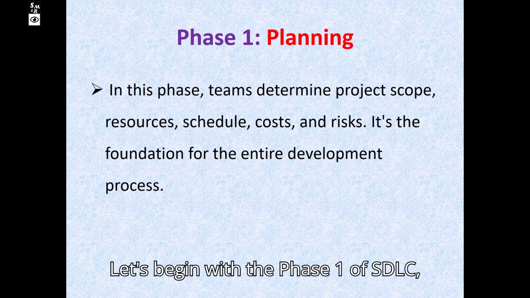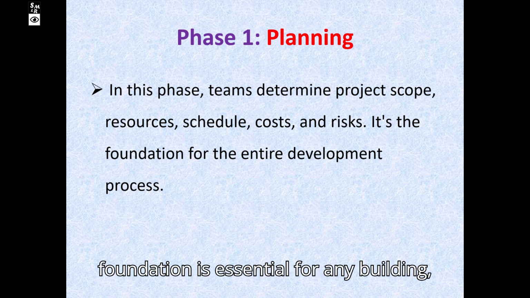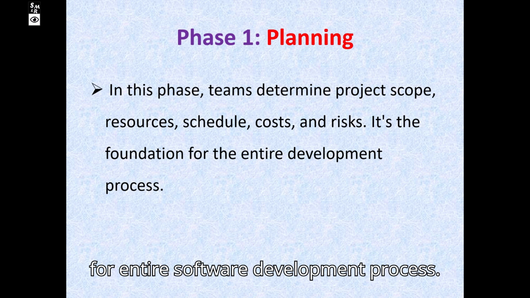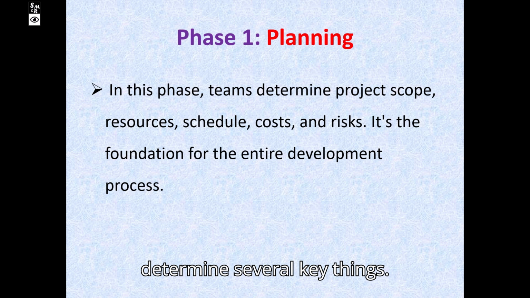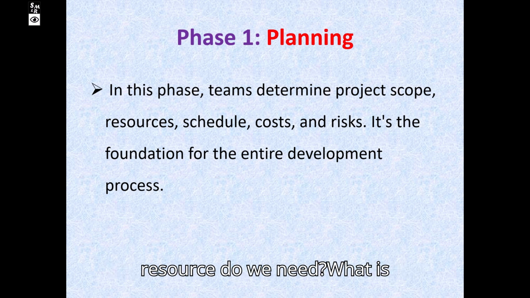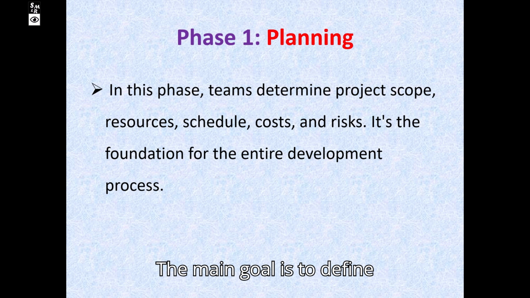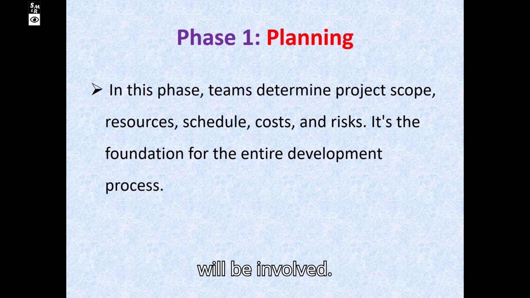Let's begin with phase 1 of SDLC, which is planning. Just like a strong foundation is essential for any building, the planning phase lays the groundwork for the entire software development process. In this phase, the team works together to determine several key things. What is the scope of the project? What resources do we need? What is our budget and timeline? What risks might we face along the way? The main goal is to define what we are going to build, how we are going to build it, and who will be involved.